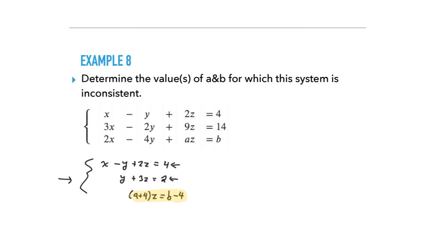Now, I like to think about inconsistent systems as contradictory systems, or systems that contain some bit of nonsense. So imagine for a second that A did equal negative 4, so that the left-hand side of this third equation was 0. What must B be equal to in order to create nonsense? Well, if, for example, b was equal to 5, then the right-hand side would be 5 minus 4, or 1. And this clearly would be nonsense to say that 0 was equal to 1. So the answer to our question, the values of a and b for which the system is inconsistent, would be when a is equal to negative 4 and b is anything other than positive 4.